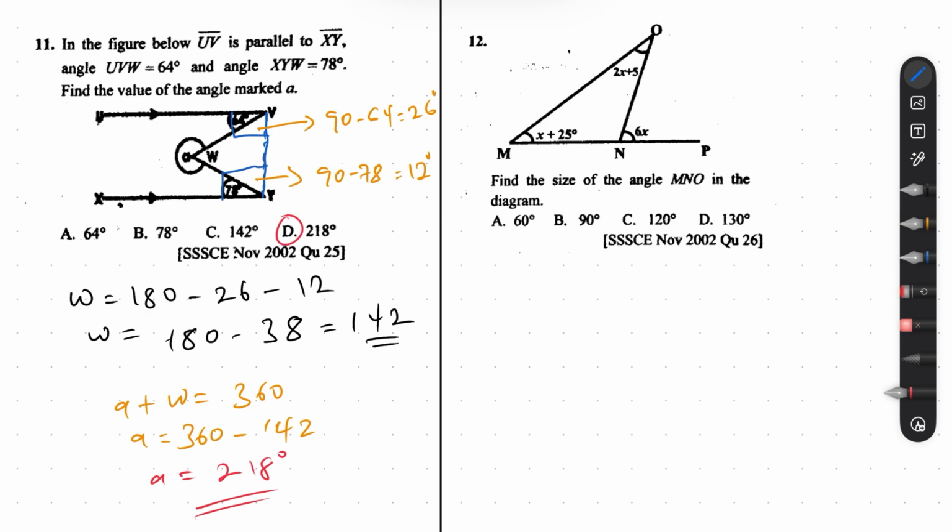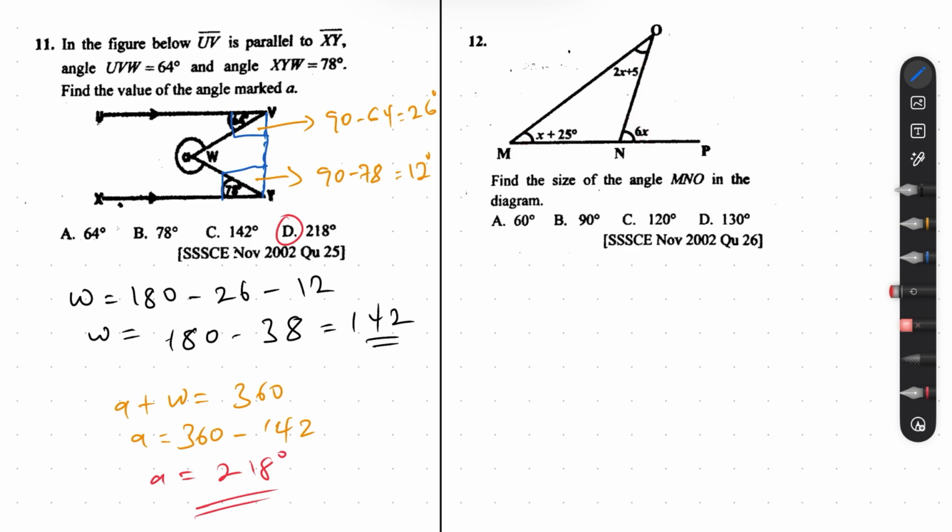Question number 12 says find the size of the angle MNO. So we are looking for this angle right here. But to be able to find MNO, we need to find the value of X. How do you find the value of X? Here we can see that the sum of the two interior angles gives the opposite exterior angle. So sum this and this, you should get this.